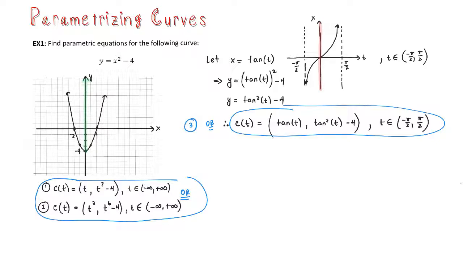But I want you to be very careful with other graphs. You may have 3 or 4 different ways to parameterize the same graph, but the direction of motion may differ with each parametrization. So you should always check the direction of motion with the parametrization that you decide to adopt.